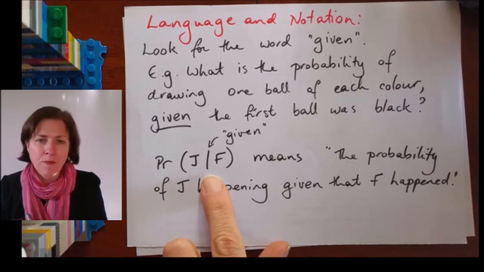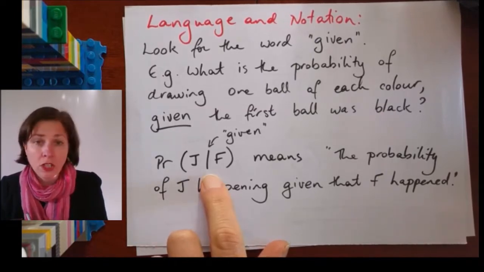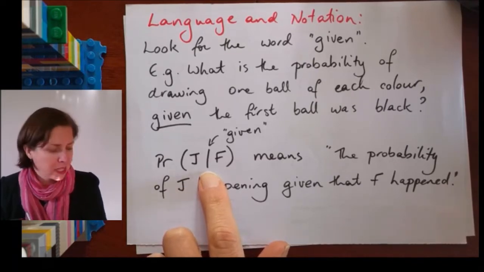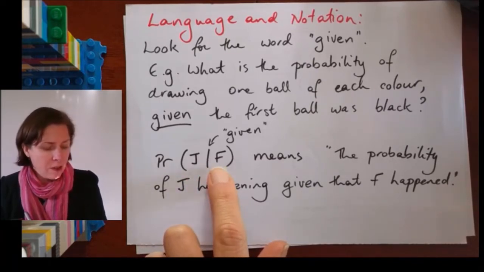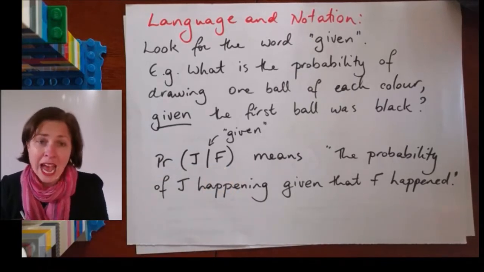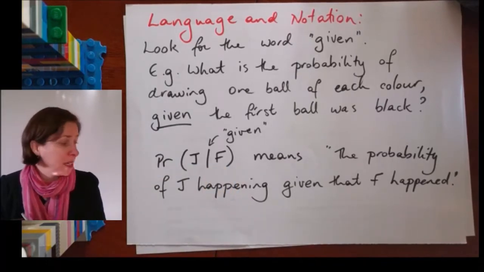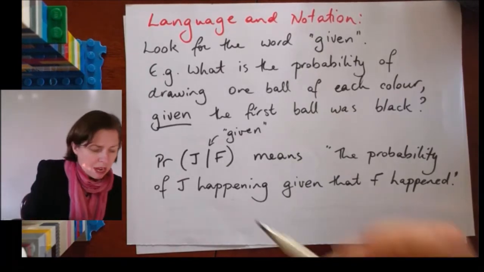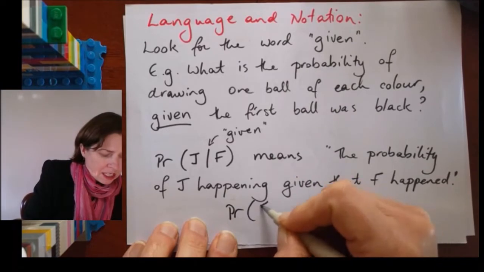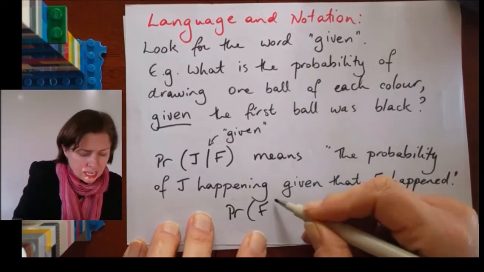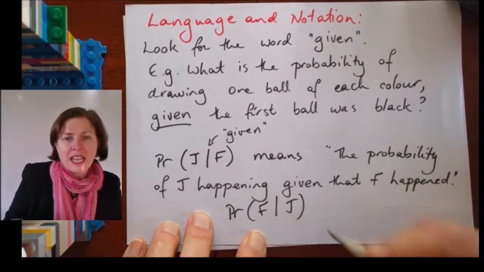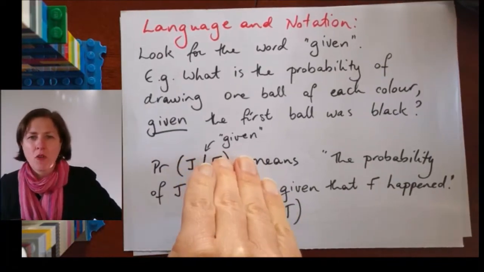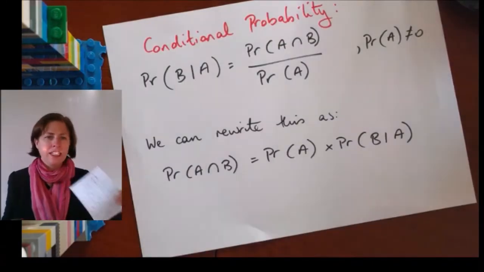This notation, probability of J with a vertical line F, this vertical line I read out as "given." Probability of J given F means the probability of J happening given that F happened. In fact, that's not what we talked about, did we? We talked about the other. We talked about the probability that the student studied French given that we knew they studied Japanese. That's the notation. Now we've looked at it informally. Here are your formulas.